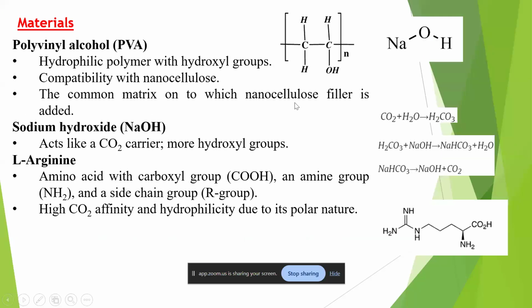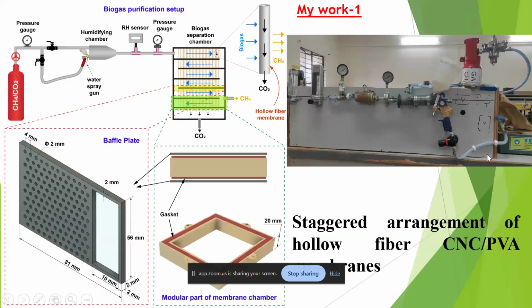These are the materials which are used, and the other materials which are used along with the CNC for better compatibility and making this work are polyvinyl alcohol, sodium hydroxide, L-arginine. All these have a common thing called hydrophilicity, as well as CO2 affinity.